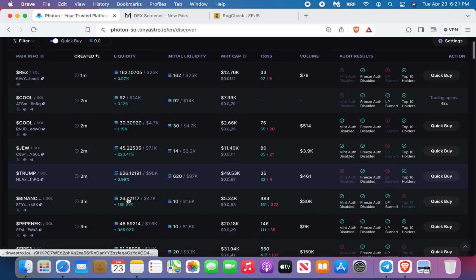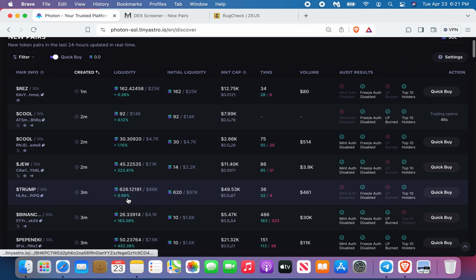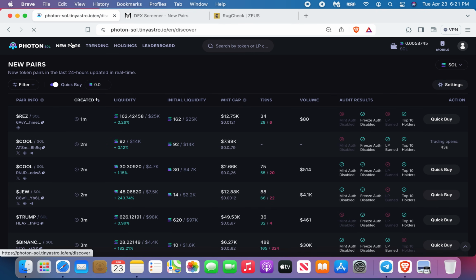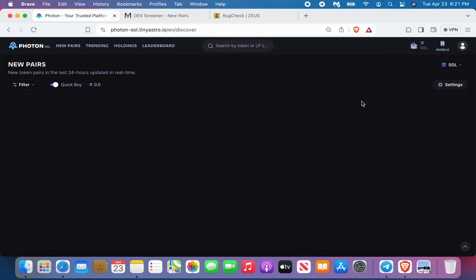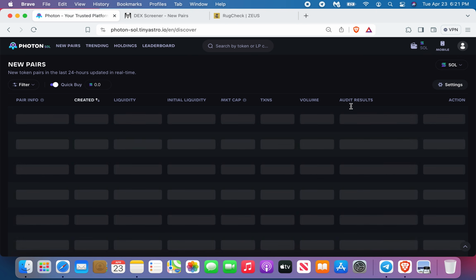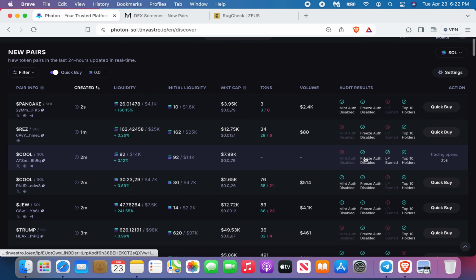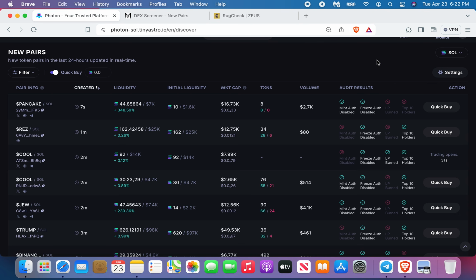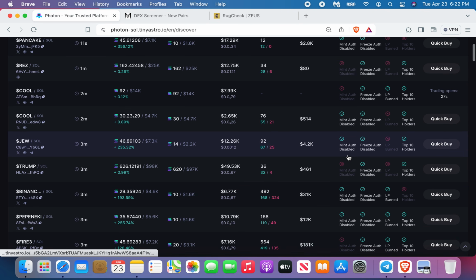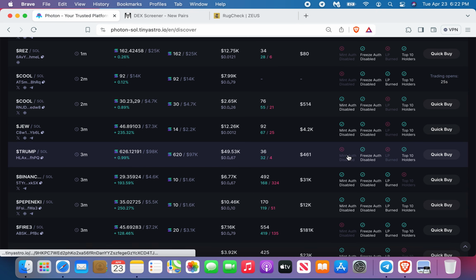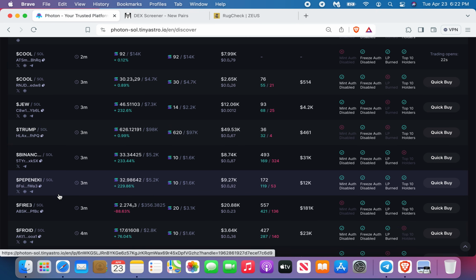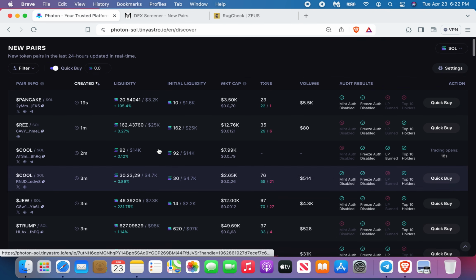So what I like to look at when I go onto Photon, I go to new pairs, and they have a section here called audit results, which is very useful. And just as of yesterday, they added something called freeze authority, which just means that the developer can't freeze the wallet that holds the coins, which is very important. That's definitely happened to me before in my early days of doing this. Not fun. So here we got it all sorted by age.